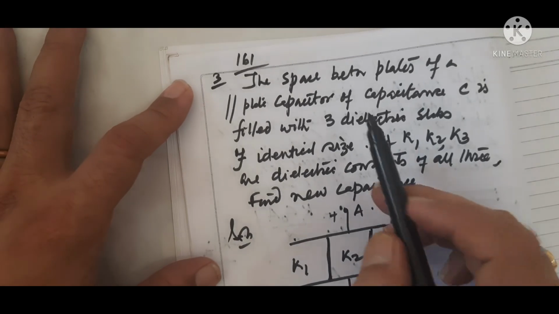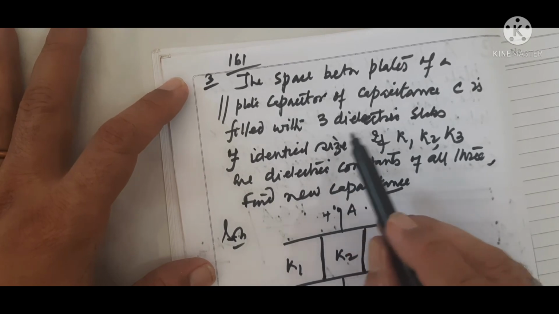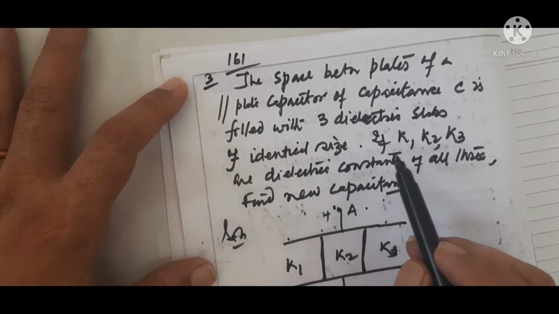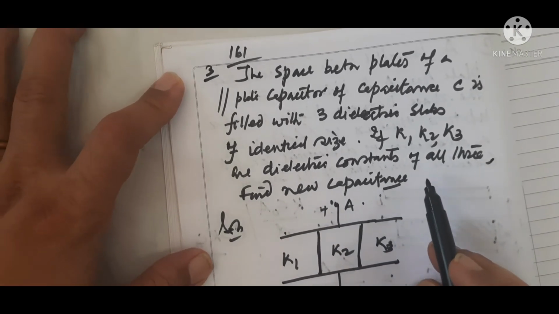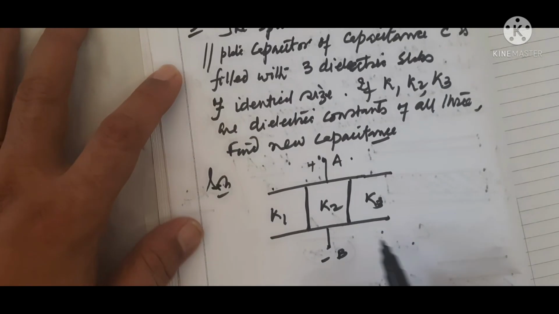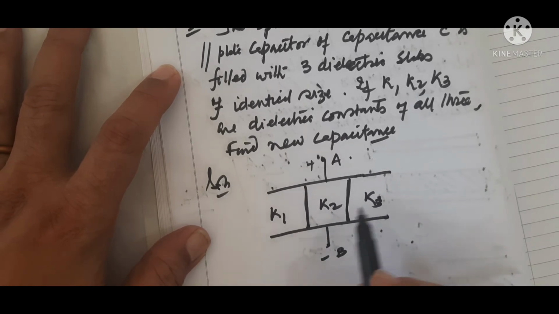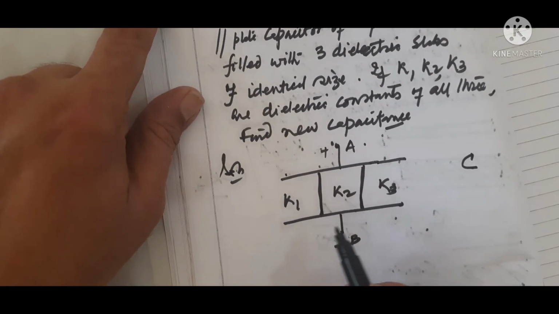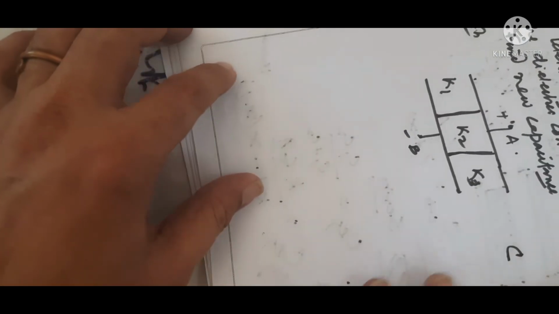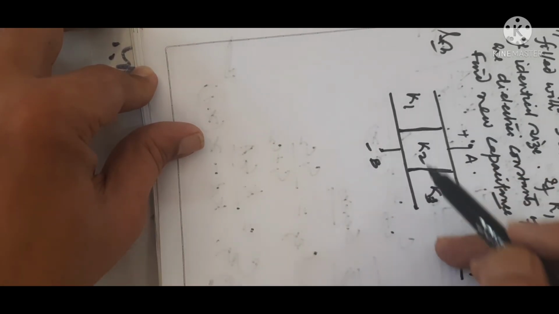Another interesting question: the space between the parallel plates of a parallel plate capacitor of capacitance C is filled with 3 dielectric slabs of identical size. If K1, K2, K3 are the dielectric constants of all three, find the new capacitance. This is the diagram: K1, K2, K3, and the capacity is C. If you tilt the figure, you can see these are three capacitors combined in parallel.